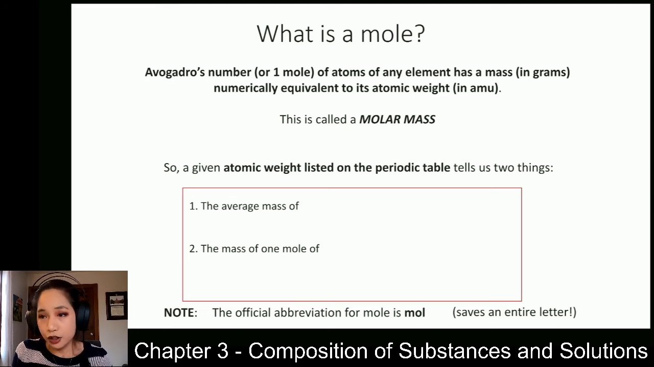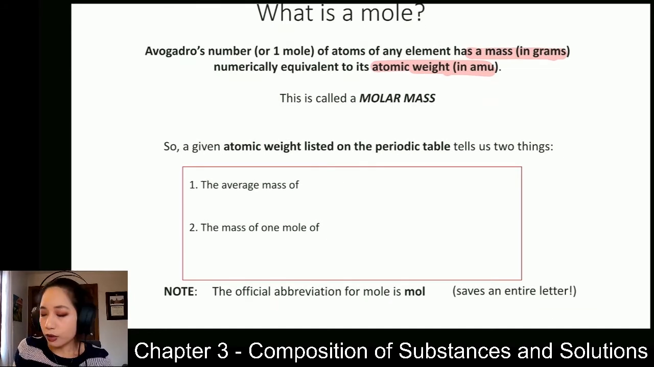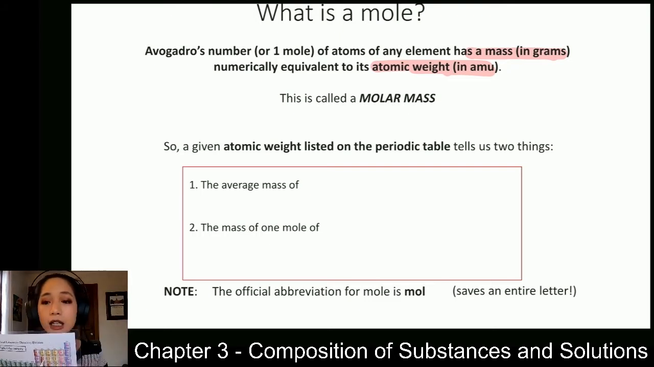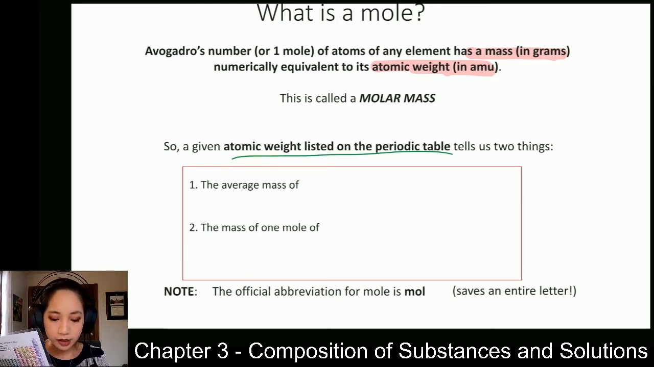So just a reminder, 1 mole of any atoms has a mass in grams that is equivalent to its atomic weight in AMU. So this is called the molar mass. It's how much 1 mole of that substance weighs. And so if we look at the numbers off of the periodic table, each of those numbers, the atomic weights, can tell us 2 things.